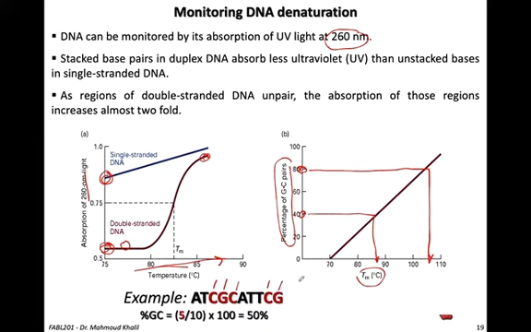Of course, I'm talking about one strand. So the percentage of GC here will be 5 over the whole, 5 over 10 times 100, around 50%. If you look at the graph, you will see that 50% corresponds to around 90 degrees Celsius. So you can understand now how important the GC content is in determining the melting temperature of the DNA.